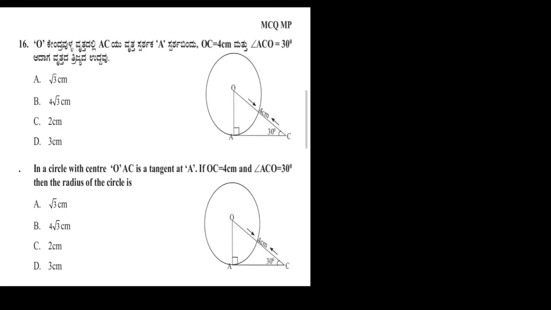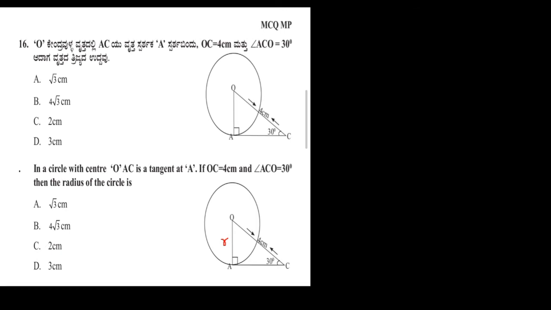In a circle with center O, AC is a tangent at A. If OC is equal to 4 cm and angle ACO is equal to 30 degrees, then the radius of the circle is. Here they gave a circle, and they gave a triangle inside of that. So they have taken the radius as the opposite side, the down part AC as the adjacent, and OC as the hypotenuse. Here we have only the hypotenuse, that one value is 4 cm, and we have an angle of 30 degrees.